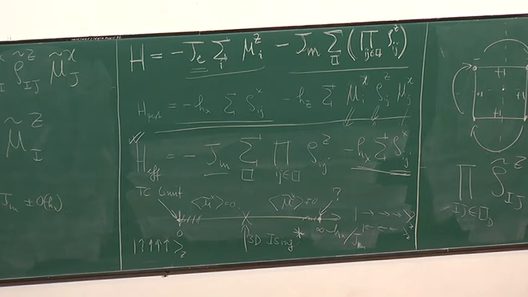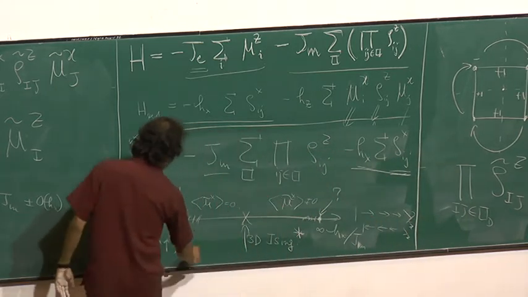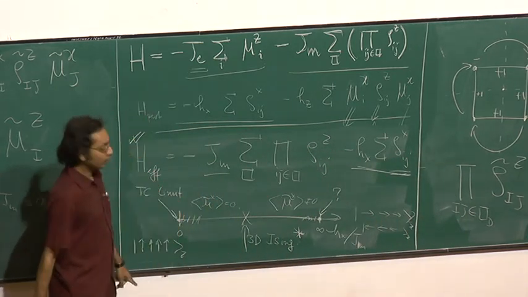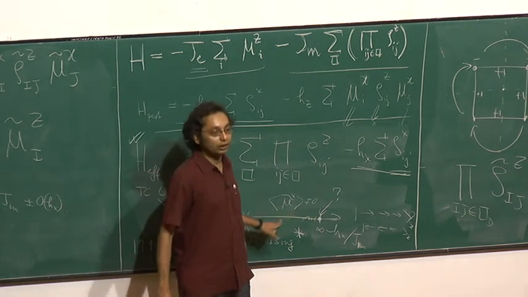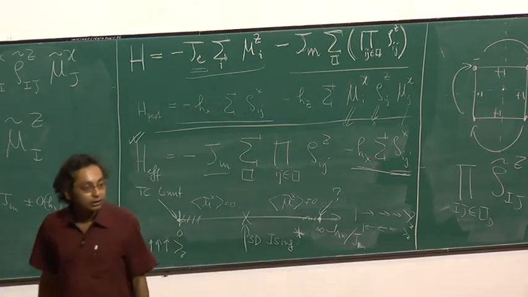Right, so the entanglement entropy is already non-trivial here throughout this phase. It would be different at this point, and then it would be trivial here.